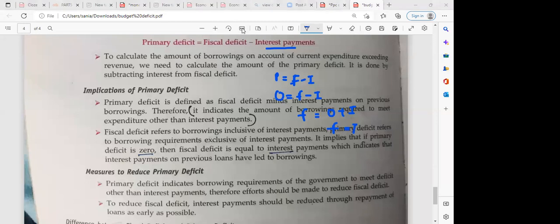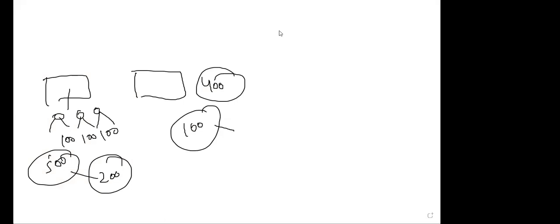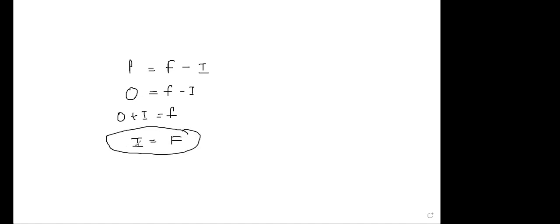Just listen to this very carefully because you directly get the question over here. The formula is primary deficit equals to fiscal deficit minus interest payment. But in case your primary deficit is 0, in that case, your fiscal deficit F equals 0 plus I. That means I equals F. So your fiscal deficit will be equal to your interest payment. If this question comes directly in the exam hall, when your primary deficit is 0, your fiscal deficit will be equal to your interest payment.